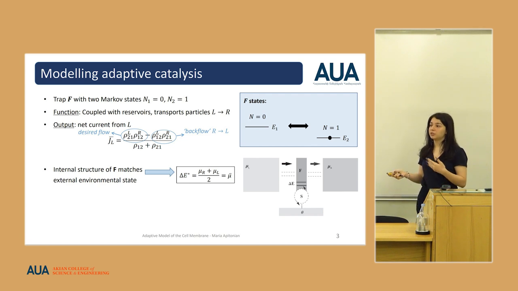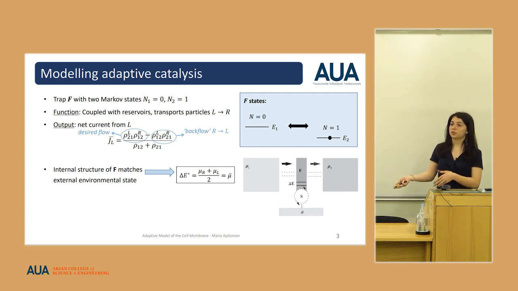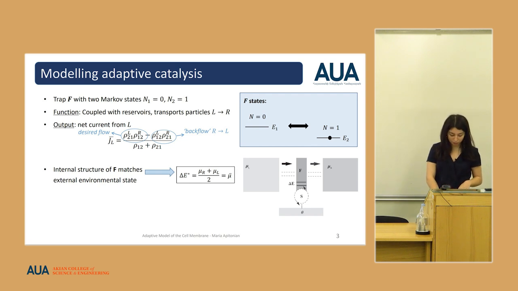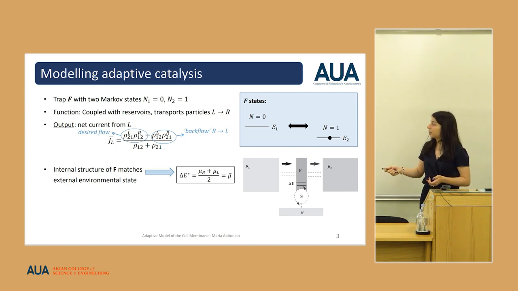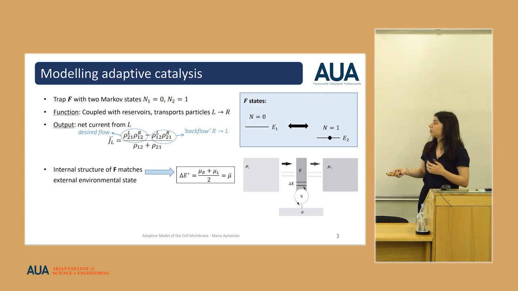And its main output is going to be in the form of a net current from the left to the right reservoir. This net current can be mathematically expressed as follows, where each term, for example rho 1L, represents the transition rate from state 1 to state 2 due to the left reservoir. So this term represents the desired flow. This is the backflow, which is subtracted. And using this expression for current, maximizing this output with respect to the parameter delta E, we obtain the following needed fit between the internal state of the machine, delta E, and its external environment. So the result we obtain is that the delta E parameter has to be equal to the mean chemical potential across the cellular membrane. This is not a trivial result, and this is used heavily in future analysis of the function and performance of the adaptive machine.